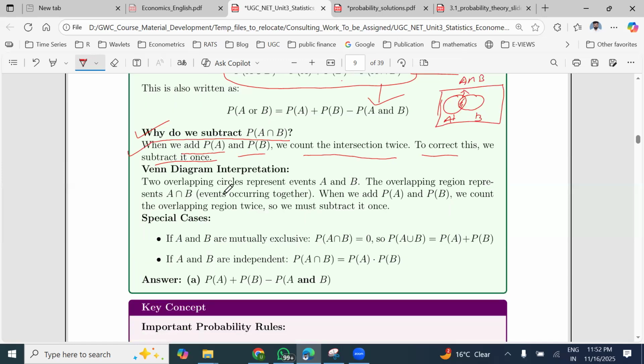Yes, sir. So now what are those special cases? If A and B are mutually exclusive, then what will happen? If A intersection B is equal to 0, then A union B will be probability of A plus probability of B. And if A and B are independent, as we discussed the other day, probability of A intersection B will be equal to probability of A into probability of B. Okay, these two rules are interconnected. So the answer is, probability of A union B is equal to probability of A plus probability of B minus probability of A and B.